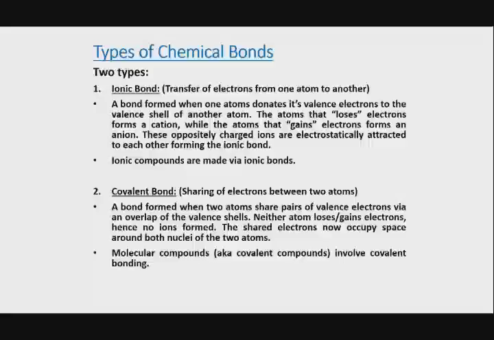So one atom wants to get rid of some of its valence electrons in order to satisfy the octet rule, while another atom happily accepts those into its valence shell and therefore satisfies the octet rule. Whenever there is a physical transfer of electrons from one atom to another, that would end up creating an ionic bond. A covalent bond, on the other hand, does not involve transfer of electrons.